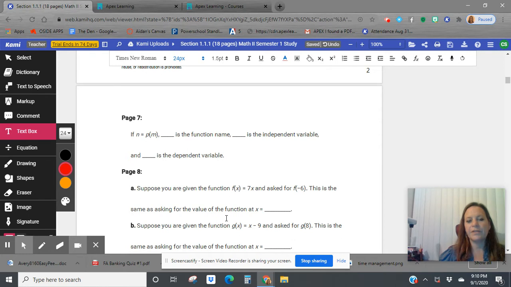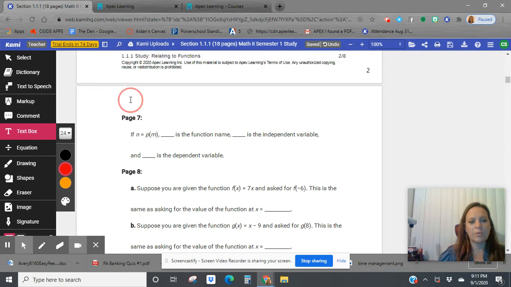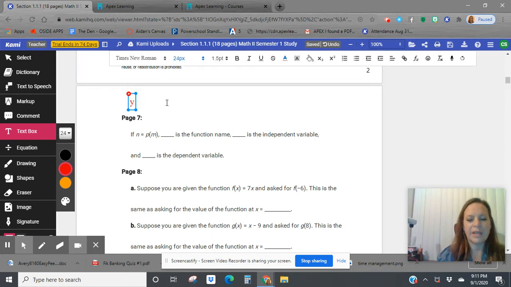Now we're going to go to some fill in the blanks here. So if n equals p of m, blank is the function name and blank is the independent variable and blank is the dependent variable. So if I go over here for a second and just talk about what we're used to, which is something like y equals f of x, y is the output, x here in the middle is our input, and the function name is f of x.